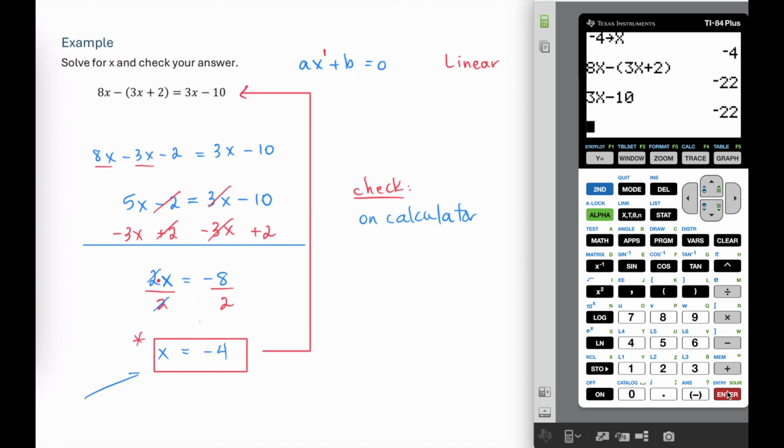So our solution, negative 4, caused the two sides of the equation to have the same output, and therefore our solution does work.